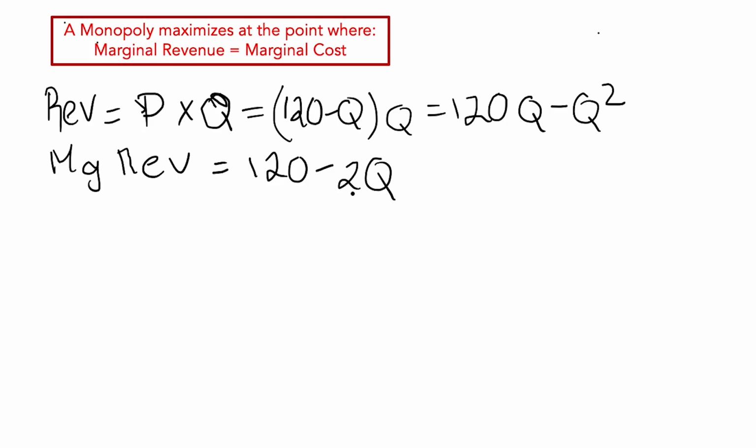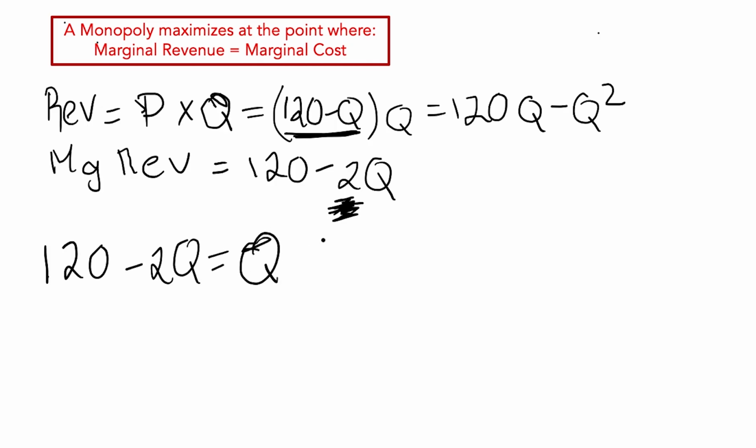I'm sure you recall that it's very common that if your demand is a line, your marginal revenue will have double the slope, and this is the reason why. So once we have the marginal revenue, we're going to equate the marginal revenue, 120 minus 2Q, to the marginal cost, which is Q. Because in that point, that's where the equilibrium will be reached. Solving here for Q, we have 120 equals 3Q, and therefore Q star would be equal to 40.